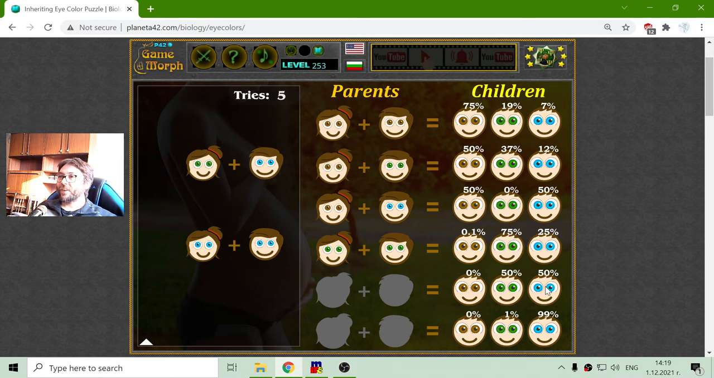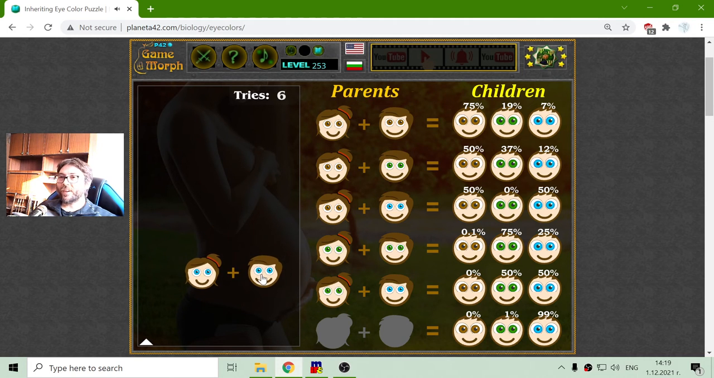Okay, the next variation is 50% green and 50% blue. Well, that should be easy. If we have one parent with green eyes and one parent with blue eyes, we can get either green or blue-eyed offspring.